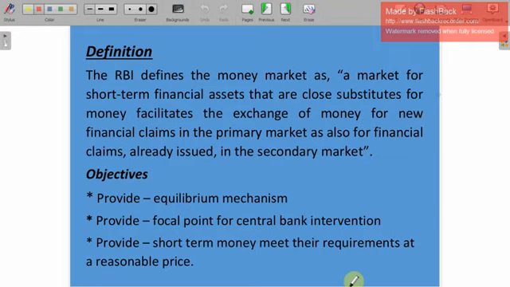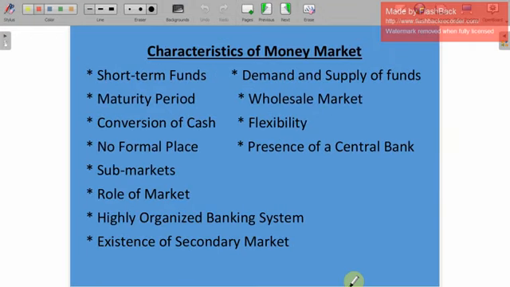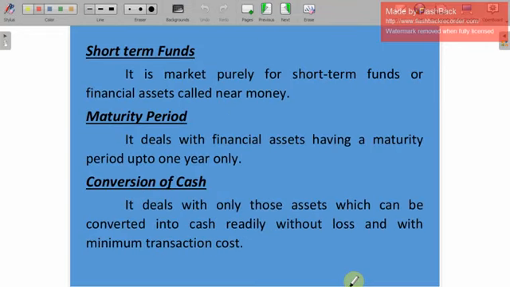Next we'll go for the characteristics of money market, one by one. The first one, short-term fund. We already discussed short-term fund. Money market is a short-term investment. So it is a market purely for short-term funds or financial assets called near money. Next, maturity period. It's a maturity period up to 1 year, less than 1 year. That is the maturity period of a money market.